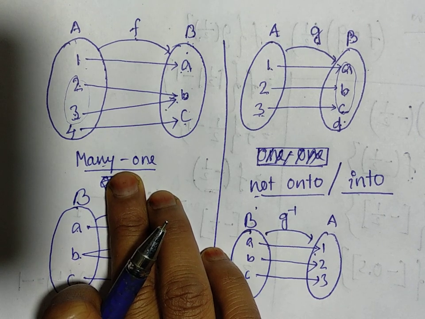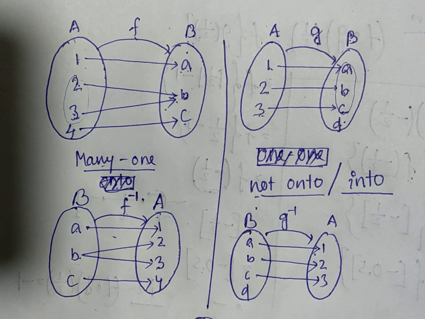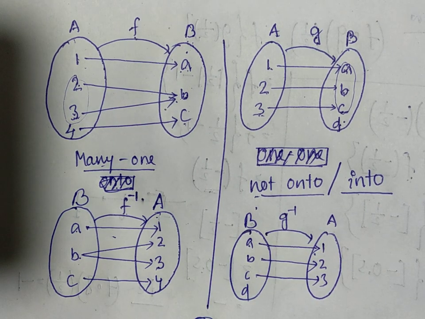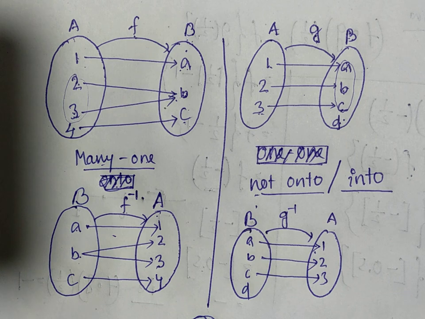The function should not be many-one, that means the function must be what is the opposite of many-one. The opposite of many-one is 1-1. To have the inverse the function must be 1-1.